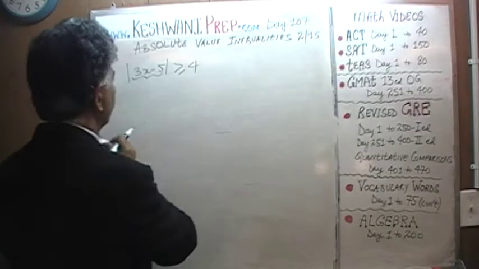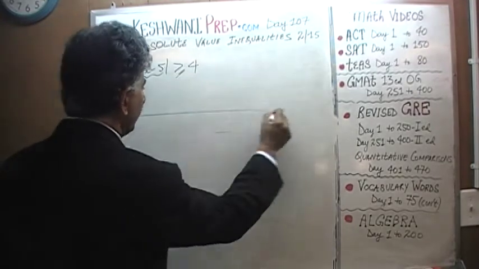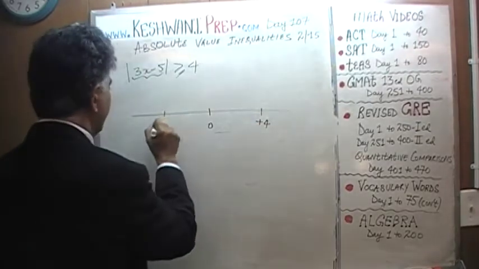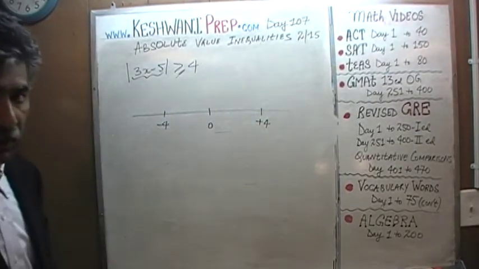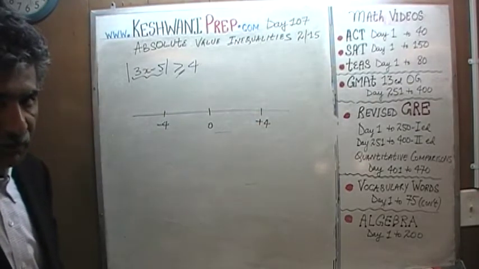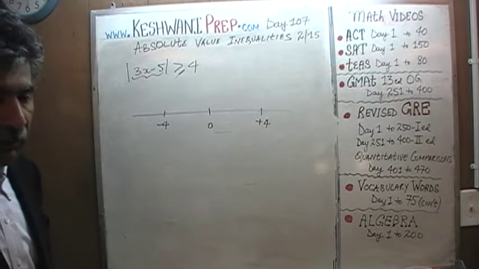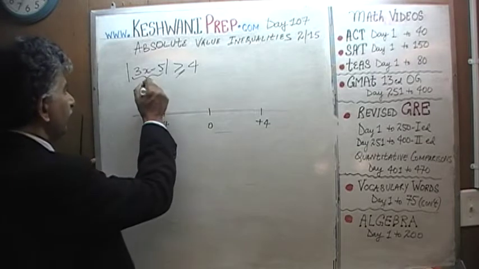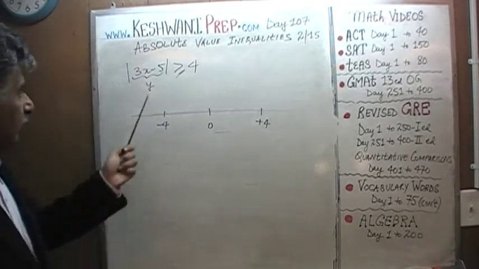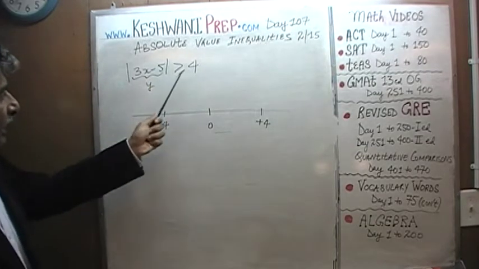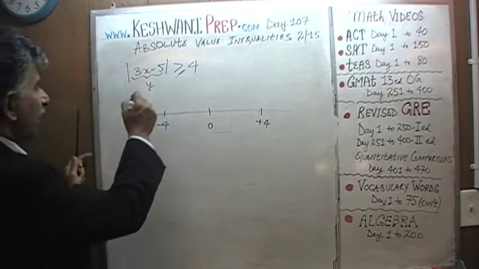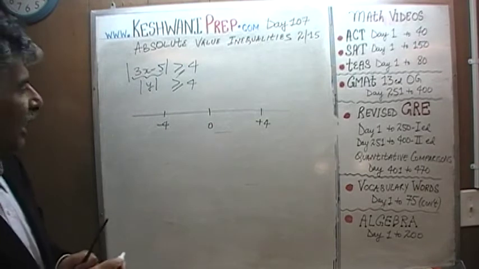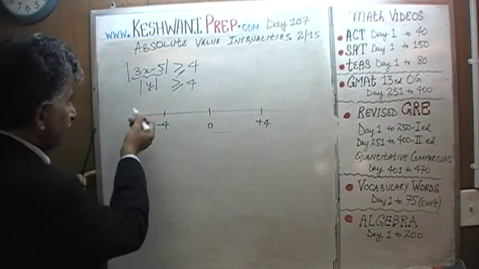Now, if we look at the number line one more time, here is our positive 4 and here is our negative 4. When we're dealing with inequalities, what we have to ask ourselves is, what are the allowable values of this expression right here, 3x minus 5? Think of this as a different value, let's call it y. When would the absolute value of y be more than 4? When would the absolute value of y be 4?